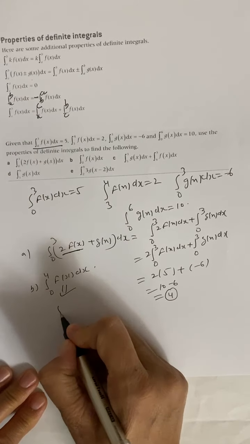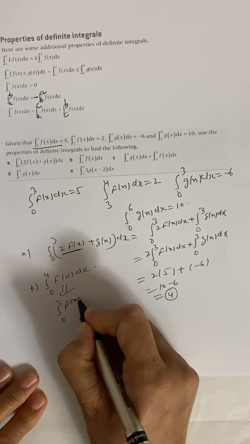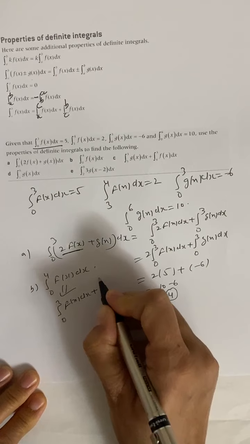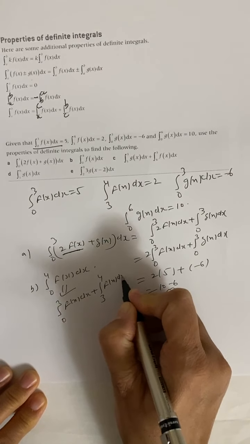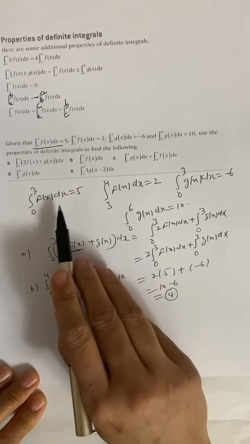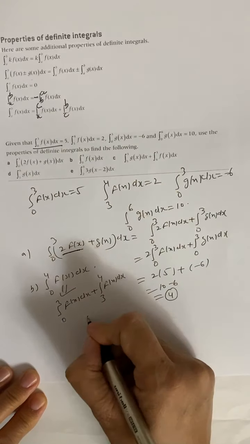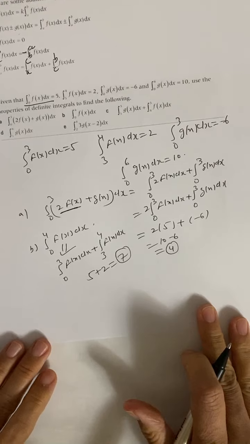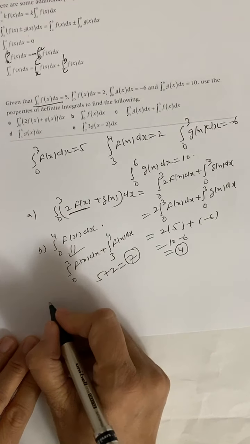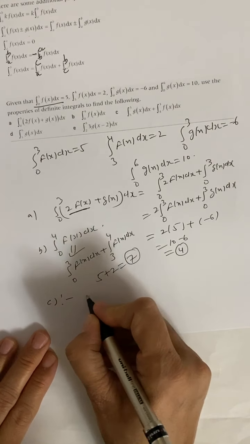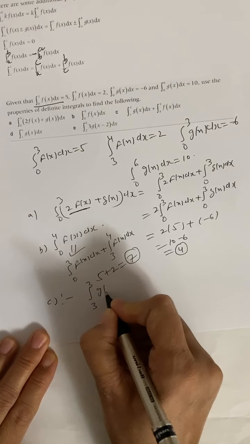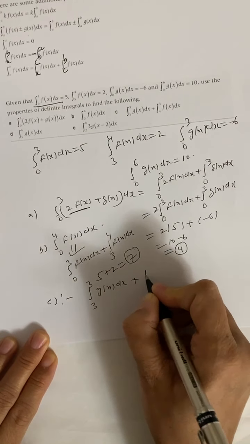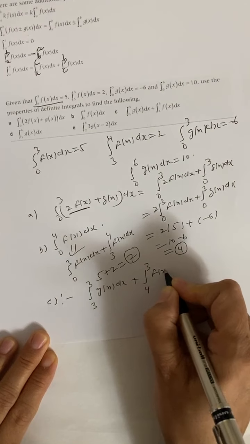So I can rewrite this as the integral from 0 to 3 of f(x) dx plus 3 to 4 of f(x) dx. Now 0 to 3 of f(x) dx is 5 plus 2. So that gives me 7. So that is how we do part B here. Now part C, we have the integral from 3 to 3 of g(x) dx plus 4 to 3 of f(x) dx.